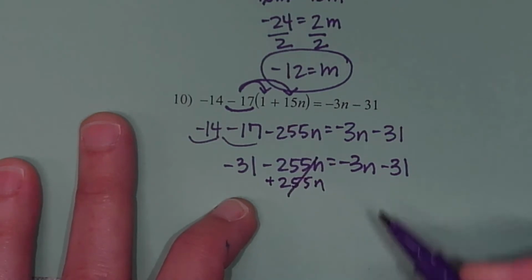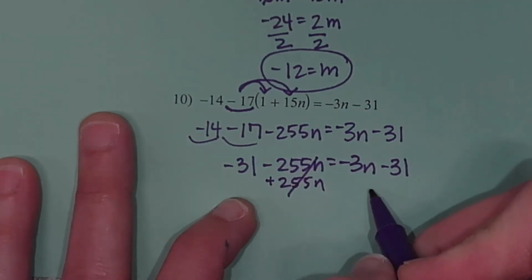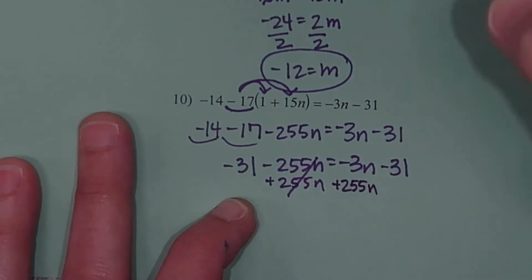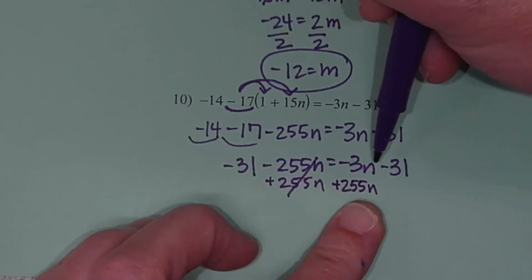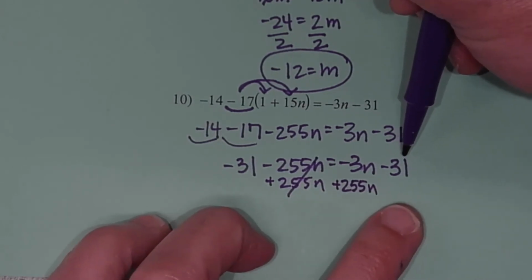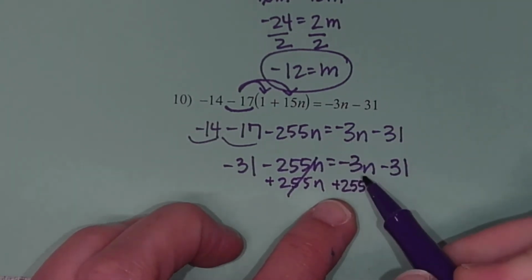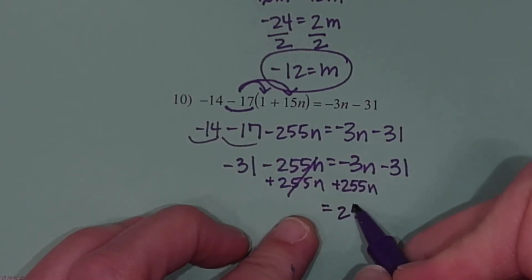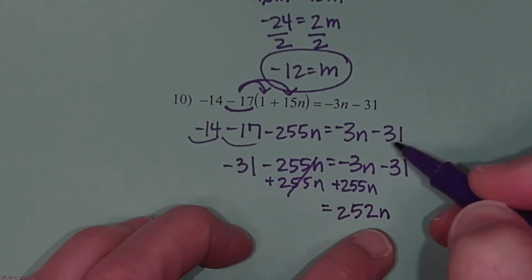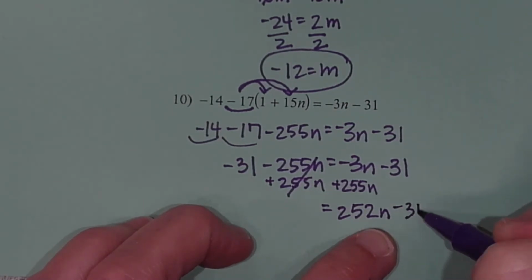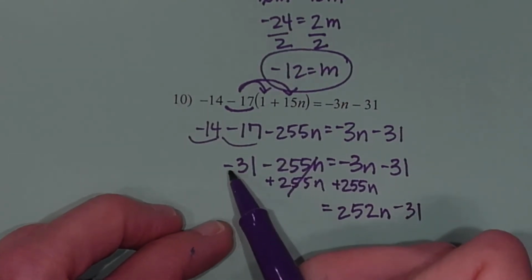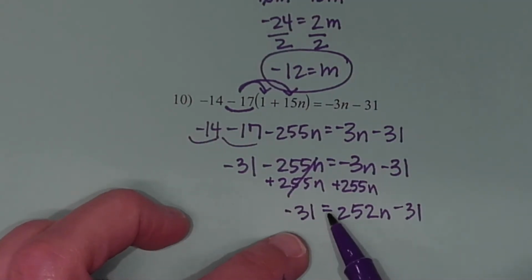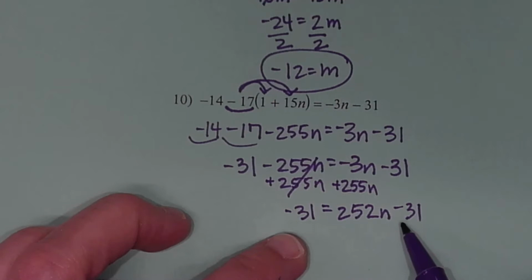Okay, so we added that guy, it went away, but what we do to one side, we also have to do to the other. Make sure you line it up with its like term. In other words, we're lining it up with the other n, right? Don't line it up under the 31, that won't work as well. So we need to know what negative 3 plus 255 is, and that's going to give us 252 n's. Now I bring down my minus 31. Over here, I still have a minus 31. So we've got negative 31 equals 252n minus 31.